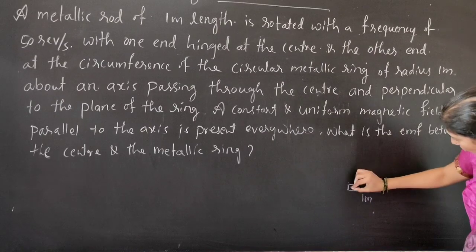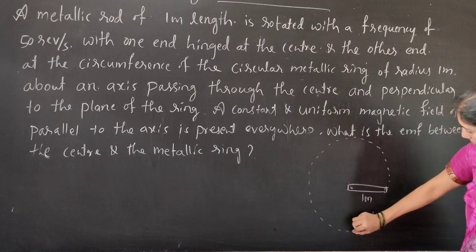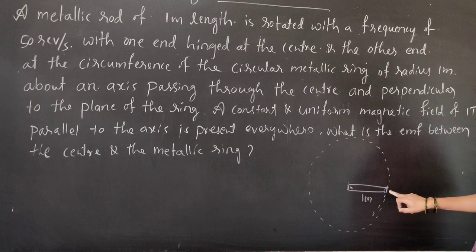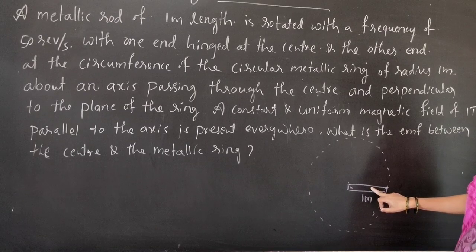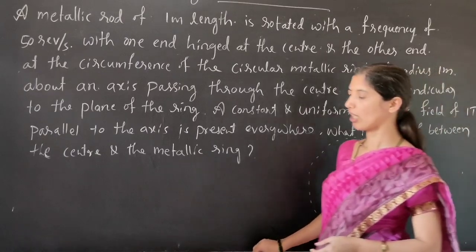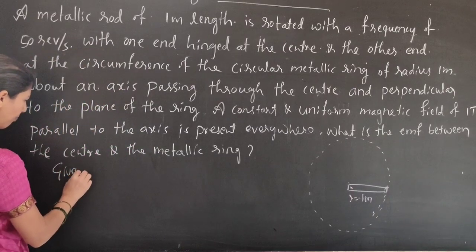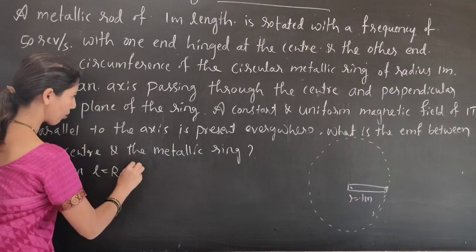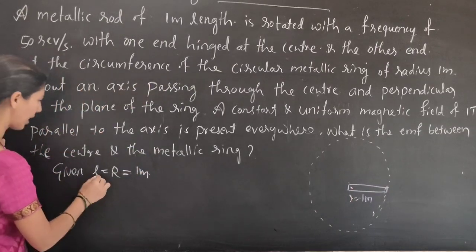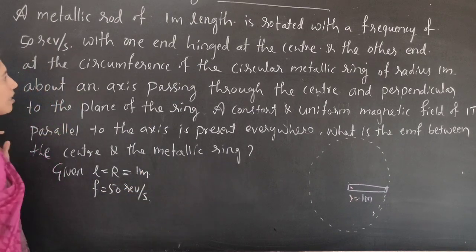So that means this is the center and this is the circumference of the circle. Like this. It indicates this from center to the circumference. We can call this one a radius. Therefore, the radius itself is the length of the rod. That means we can write the given value of the length of the rod as R. Given L is equal to R is equal to 1 meter. And the frequency is 50 revolutions per second. F is equal to 50 revolutions per second.